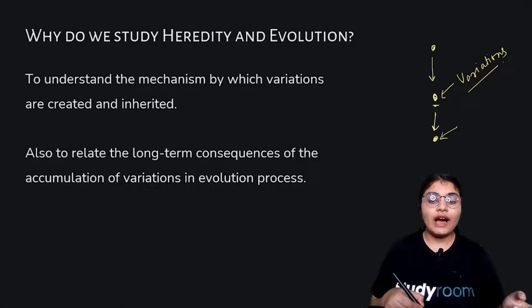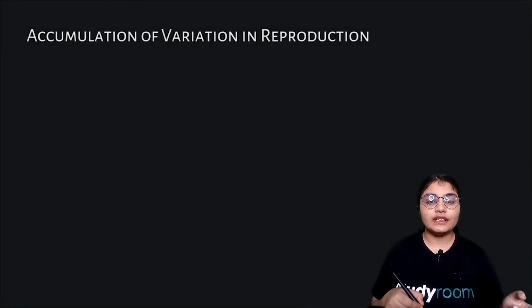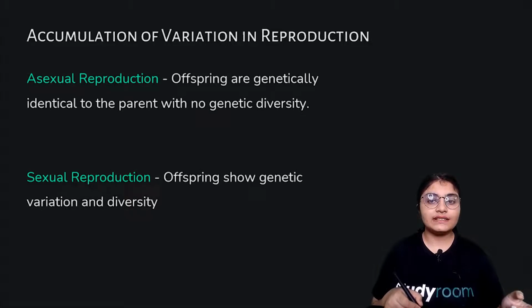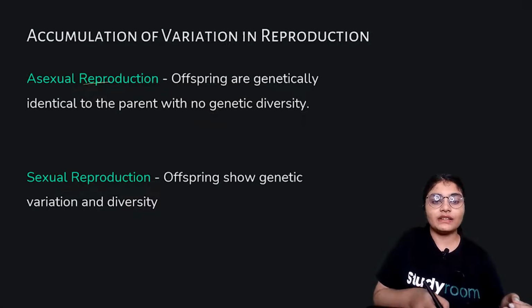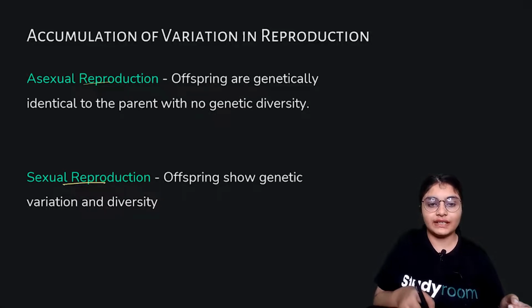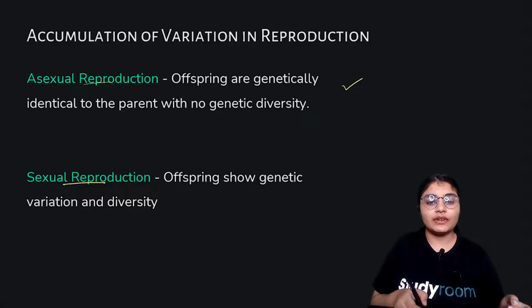Now let us see how this accumulation of variation takes place through reproduction. We had already studied that there are two kinds of reproduction: asexual reproduction and sexual reproduction. Offspring that are genetically identical to the parents, with no genetic diversity or very little variation, result from asexual reproduction. And in sexual reproduction, we have offspring that show variation and diversity, right?